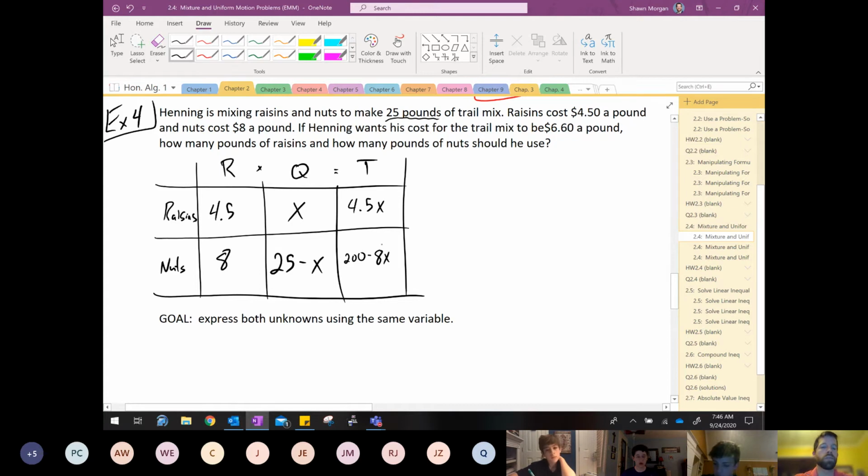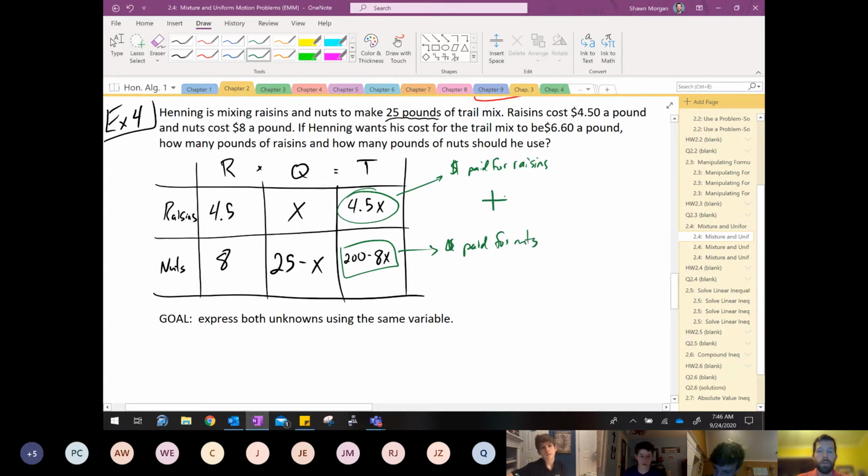All right, like I said, that's an easy distribution, so I'm going to go ahead and do that. Again, this might be a weird question, but what is 4.5X? This is the amount of money paid for raisins. And what is 200 minus 8X? That's the amount of money paid for nuts. We're going to take those two expressions, add them up, and set them equal to the total amount of money paid, which I believe this mixture costs $6.60 a pound.